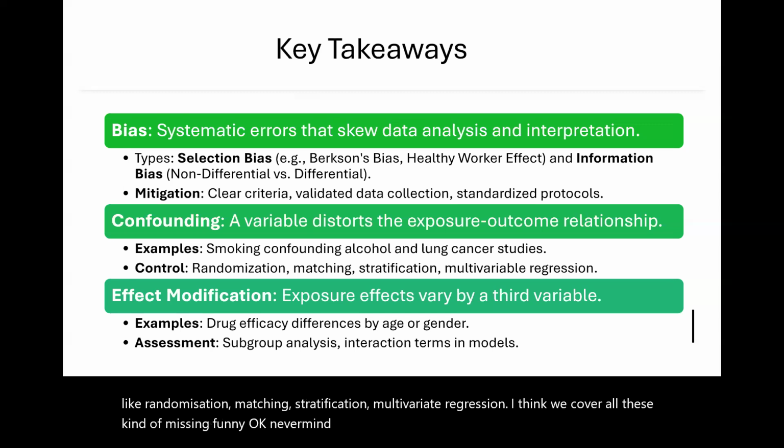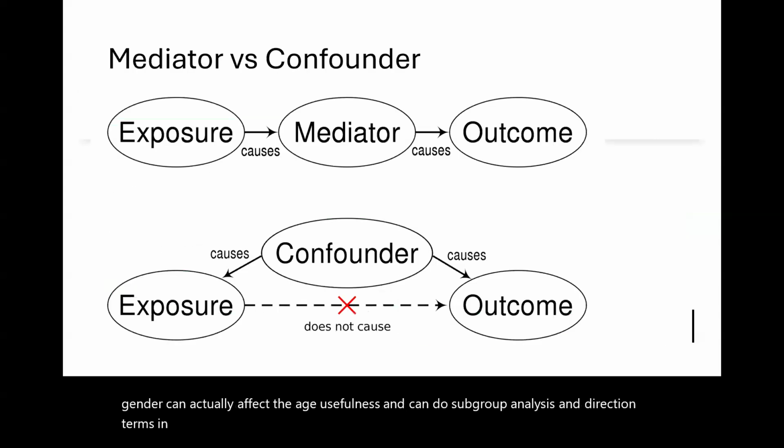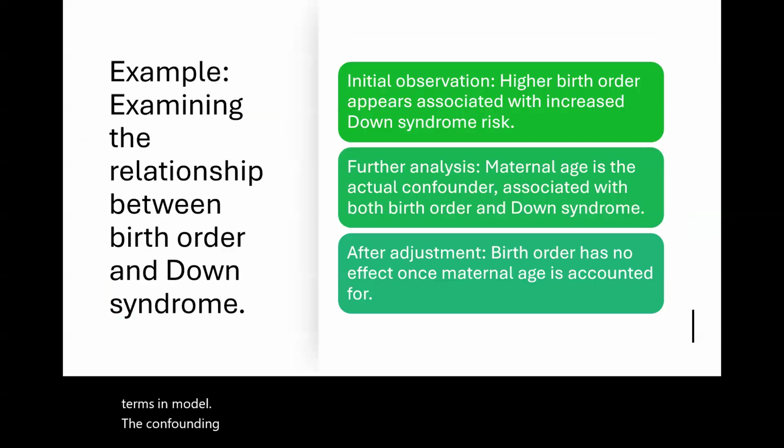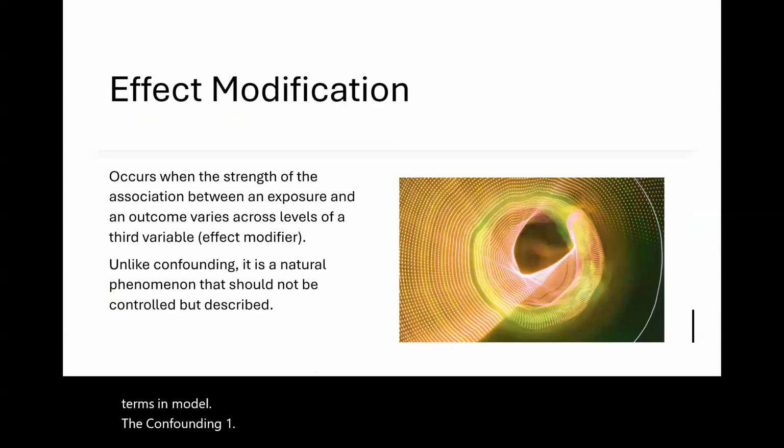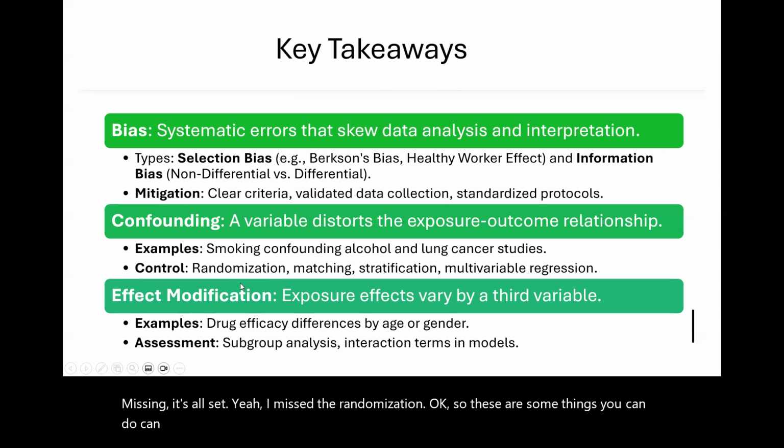Examples of effect modification: age, for example, or gender can affect the drug's usefulness. You can do subgroup analysis and interaction terms in the model. I missed out the confounding one. Missing. So sad. Oh, I missed the randomization. Okay, so these are some things you can do. You can randomize, match, stratify, multivariate regression.